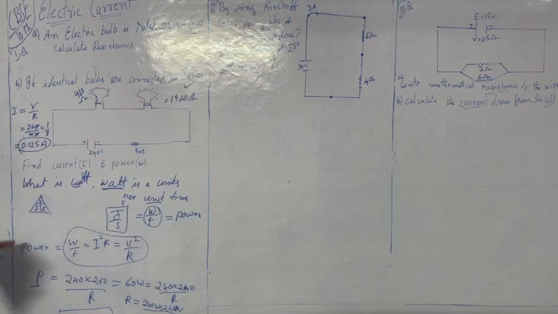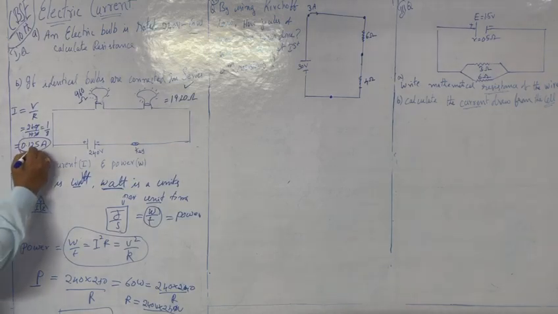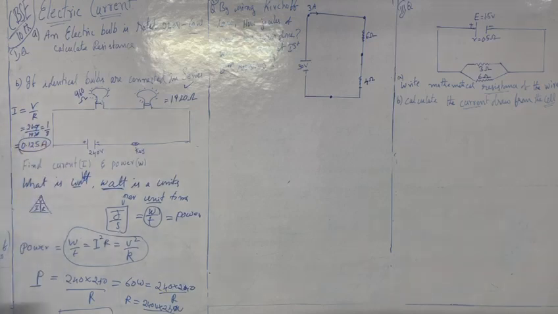What is Ohm's law? V is equal to I into R. Then I is equal to V by R, which is 240 by 1920 ohms, equal to 0.125 amps. That is the unit of current.